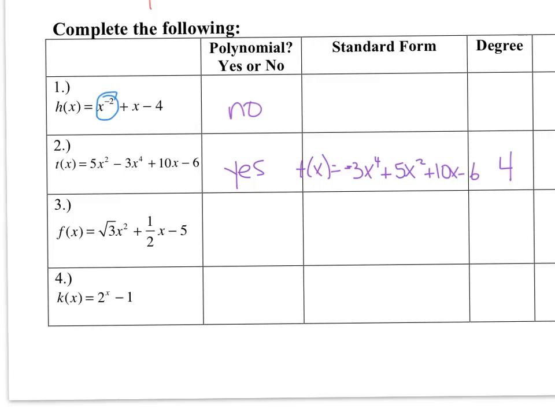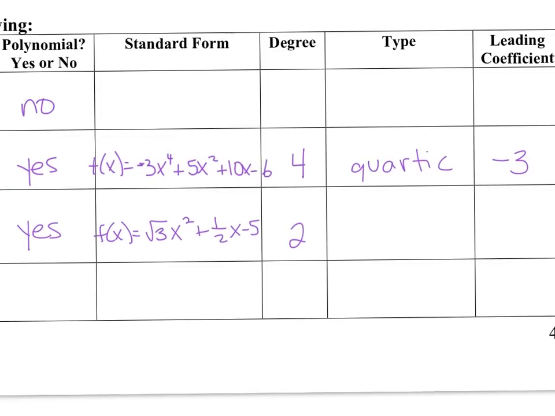Number 3, we have f of x, the square root of 3 x squared plus 1/2 x minus 5. All of my terms here have exponents that are whole numbers. It's x squared, that's a whole number, x to the first, and then 5. A lot of times people get thrown off because you see the square root of 3. The square root of 3 is just a coefficient, not an exponent. So this would represent a polynomial, and it is already written in standard form because the highest exponent is 2, and that was already first. So I'm just going to rewrite that equation. The degree is the highest exponent. If I look at this first term, the highest exponent is 2. And a polynomial that has degree 2 is called a quadratic.